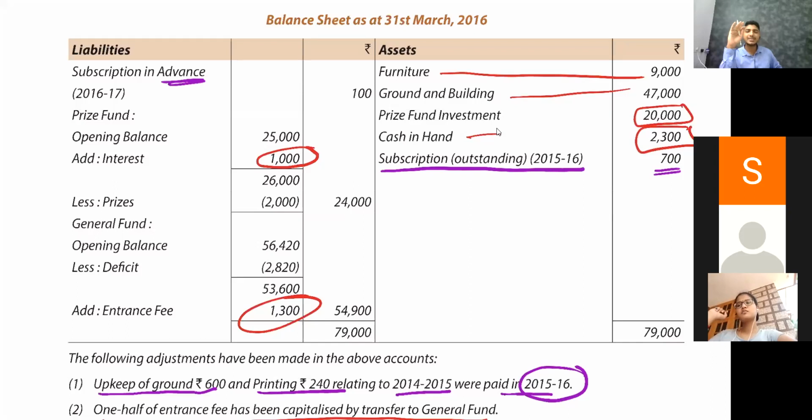Receipts and payment account, whatever it says, wherever it goes, as soon as money comes, I put it in the receipts and payment account. So the interest of 1,000 rupees which is received is not coming in income and expenditure account.